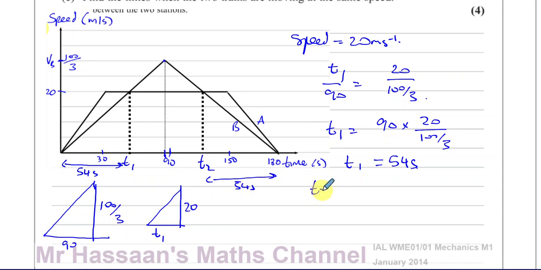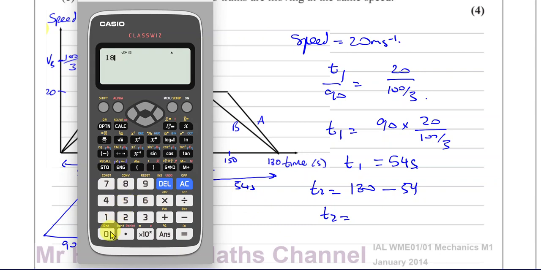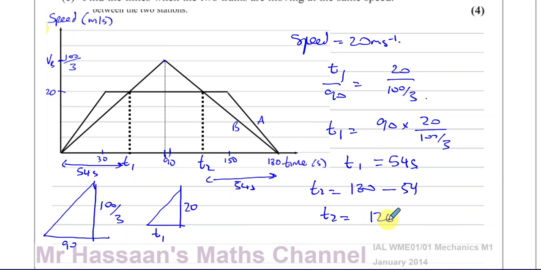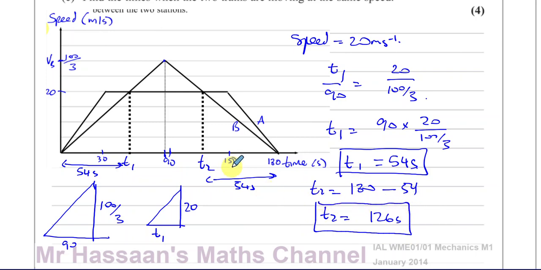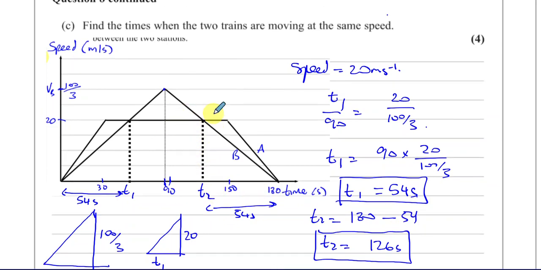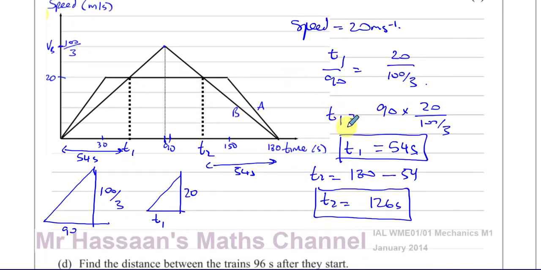So time 2 is going to be 180 minus that time. So it's 180, take away the answer, 54, which gives us 126 seconds. So that's time 1, and that's time 2: 54 seconds and 126 seconds. Those are the two times when they're traveling at the same speed. That speed is 20 meters per second. There's probably another way of doing this.